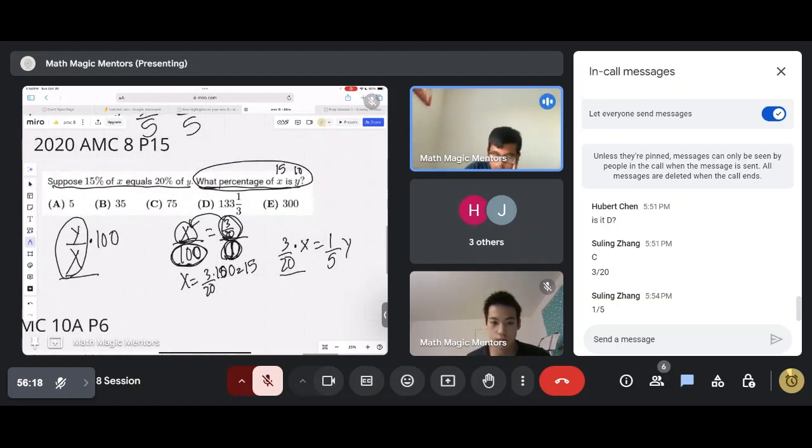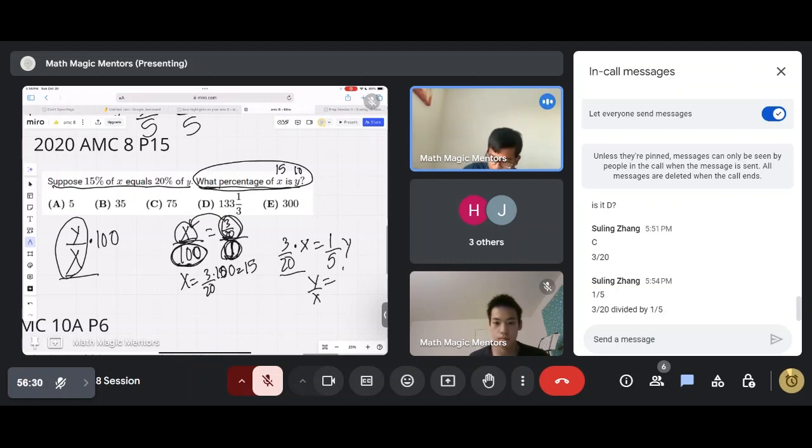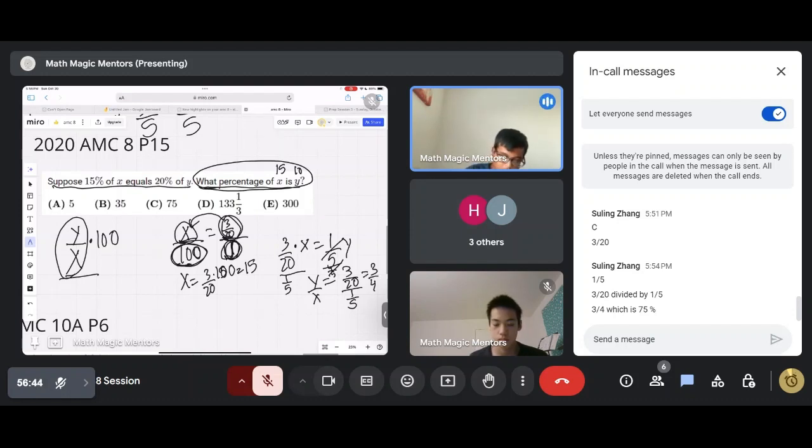And so again, we need to find y over x. So what's y over x? 3 over 20 divided by 1/5, because we can divide both sides by 1/5 here. And so that's 3/4. So we have y over x, which is 3/4. Now we want to find the percent. That's easy. That's just 3/4 times 100%, so it's going to give us 75%. And that's C, the answer there.